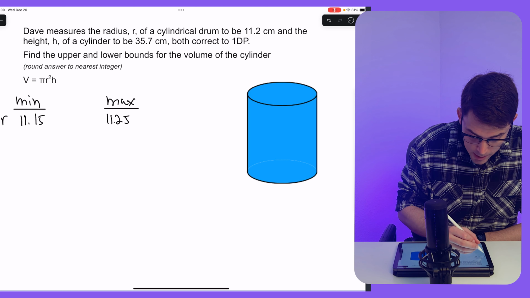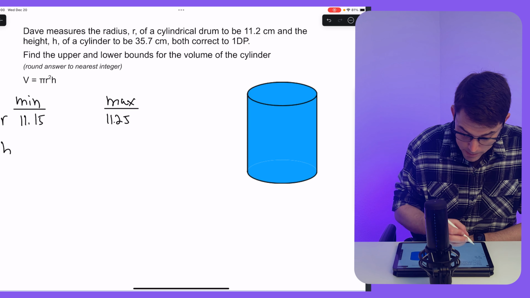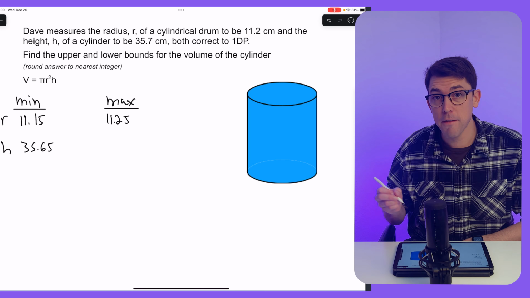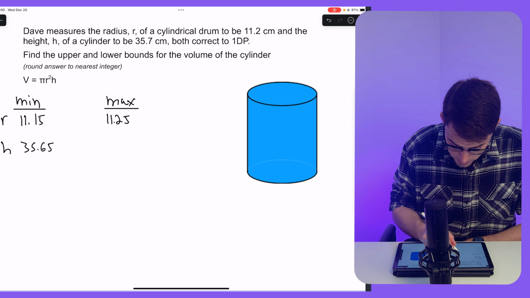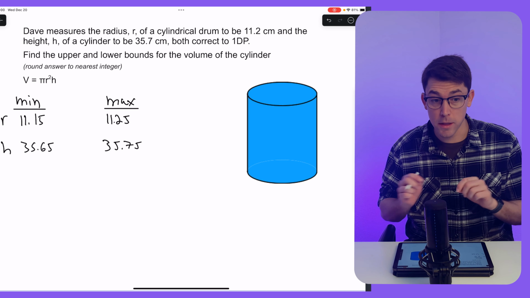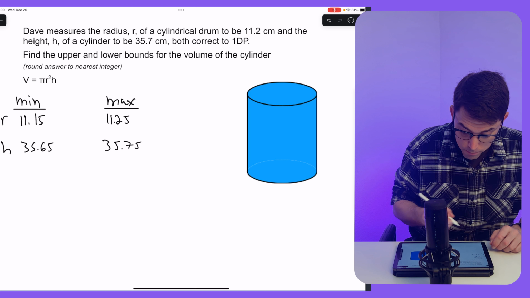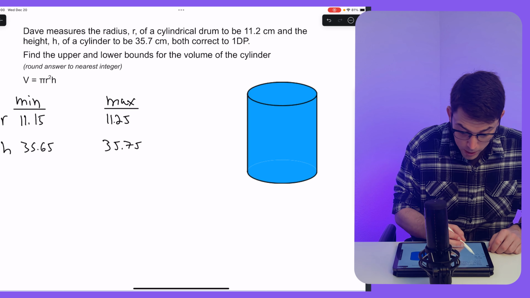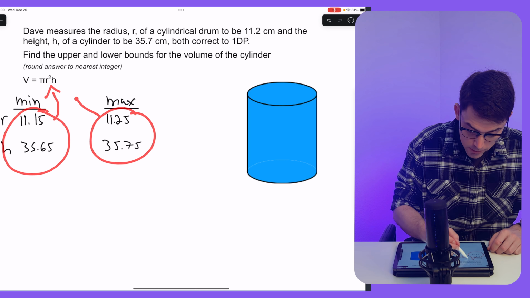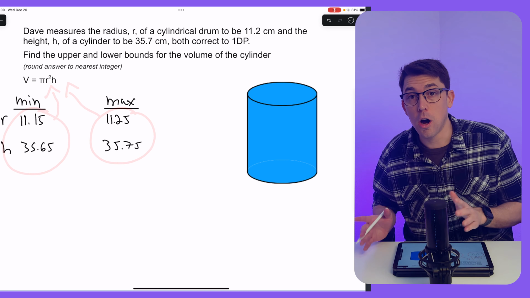And then how about my height? 35.7 is my height. So that means my lowest possible value would be 35.65. And what would be my highest value? It would be 35.75, but again, not including that. So all we have to do is plug these values into our calculator, and we will get our answer.